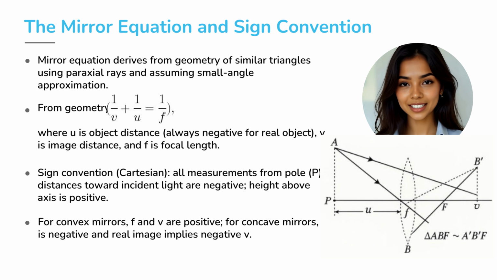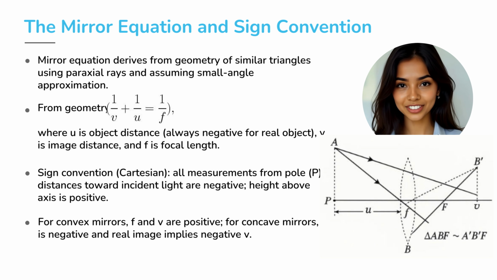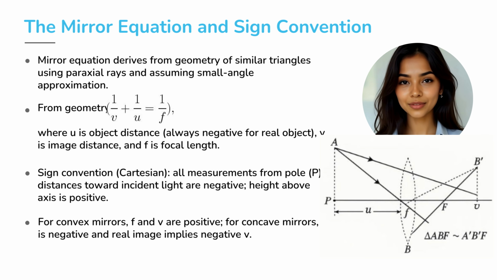Now, the sign convention here follows Cartesian rules with a special twist. All distances are measured from the mirror's pole P. Distances measured in the direction of the incoming light toward the mirror are negative, while heights above the principal axis are positive. For example, the object distance u is normally negative because the real object is placed in front of the mirror against the direction of the incident light. For concave mirrors, the focal length f is negative. For convex mirrors, f is positive.